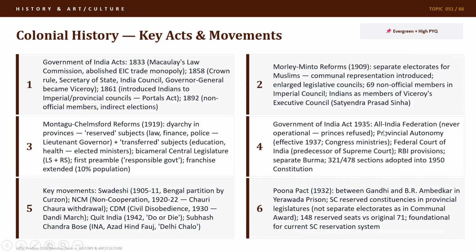Government of India Act 1935, All India Federation, never became operational as princes refused it. Provincial autonomy, which was effective from 1937, was introduced. Congress ministries were formed. And Federal Court of India, which was a predecessor of Supreme Court, was established through the GOI Act of 1935. RBI provisions were made. In fact, the RBI Act came in 1934. Separate Burma was created through this. And 321 of 478 sections were adopted into the 1950 Constitution.